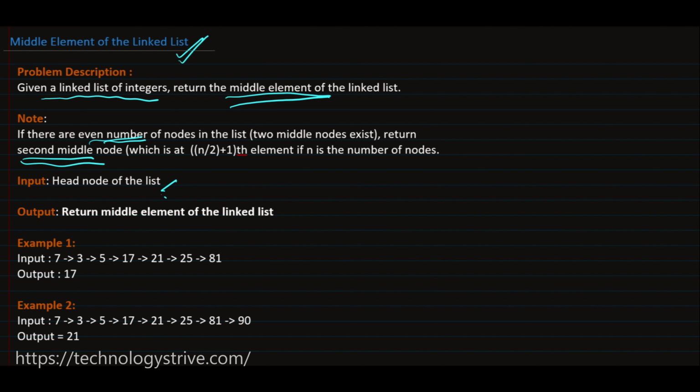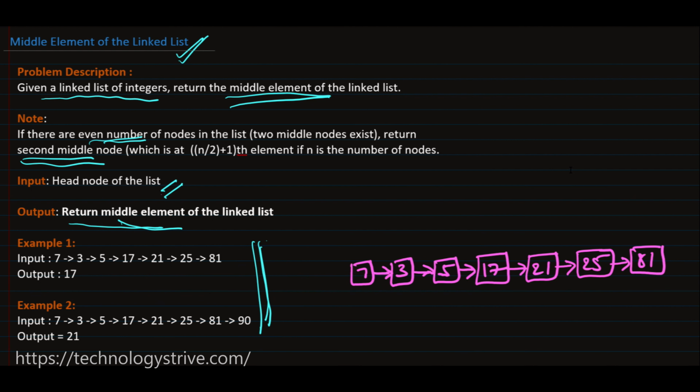So what is the input? The linked list is always represented using its head node, right? So the head node of the linked list is given and the output will be the middle element of the linked list. Let's try to understand the problem by using these examples. The first example is this one. In this case we have a total of 7 nodes in the linked list. So 17 is going to be the middle node of the linked list, which is our answer.